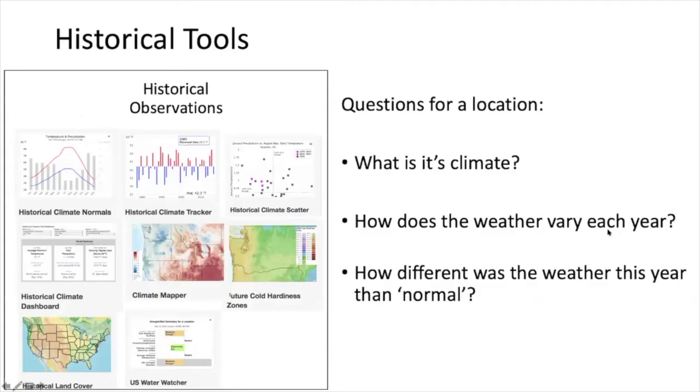These tools can't answer all possible questions about the climate data, but the kinds of questions that they can best answer about a location are: What's the climate of a location? How does the weather vary from year to year? Or how different was the weather this year than it is from normal?